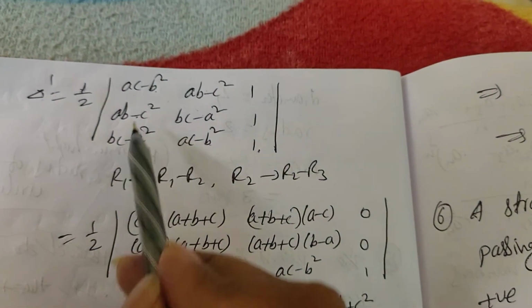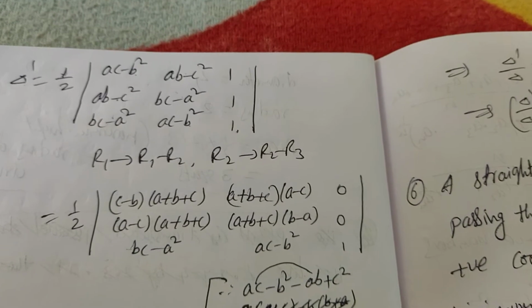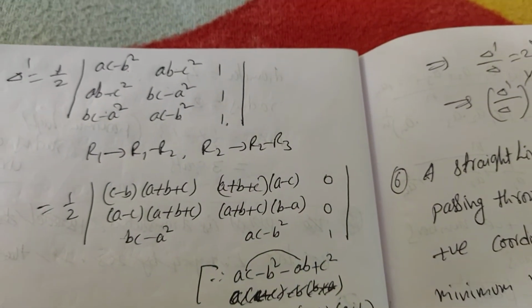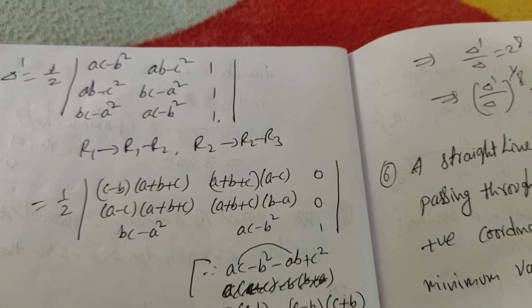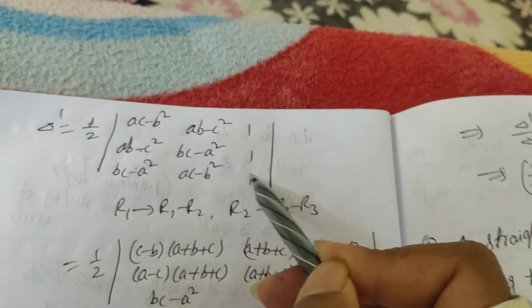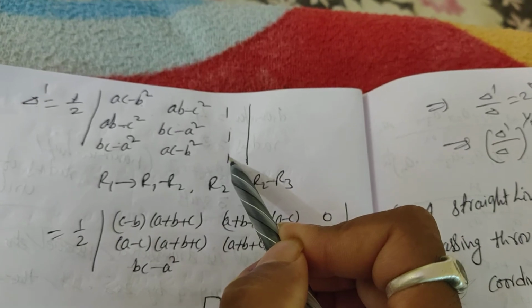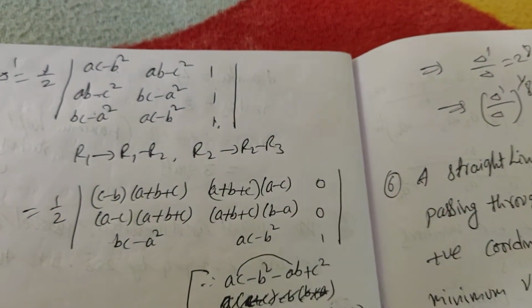Okay, so actually whenever you have ones in any one row or column, if those are in columns, use row operation. If those are in rows, you should use column operation. So here ones are in columns. So for the third column, apply row operation to make two elements zeros. If you make two elements zeros, you can expand easily.